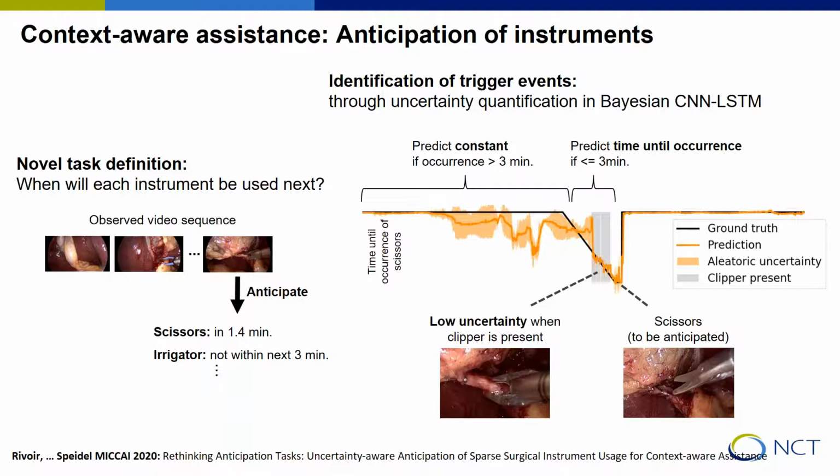And we showed that we can identify events which trigger the usage of instruments through uncertainty quantification. So for example, using the scissors, we could show that the network identifies the placing of clips as a trigger for cutting. And so this anticipation, we are still working on it. So we want to explore also more focused on the task formulation, and therefore also the code is available if you're working on anticipation tasks.